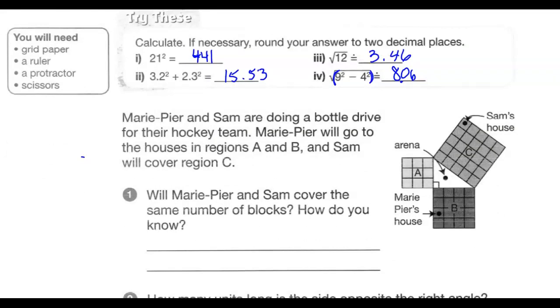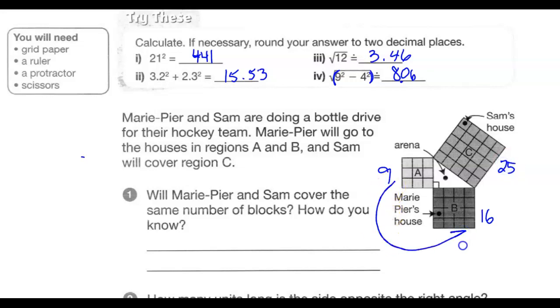All right, so back in junior high, you probably did something similar to this. Marie, Pierre, and Sam are doing a bottle drive for their hockey team. Marie and Pierre will go to the houses in region A and B, and Sam will cover C. Will they cover the same number of blocks? How do you know? So if we count these up, so this has all been measured out, equal blocks, then A has 9 of them, 3, 6, 9. B has 16 of them, 4 rows of 4, and Sam has 5 rows of 5, which is 25.